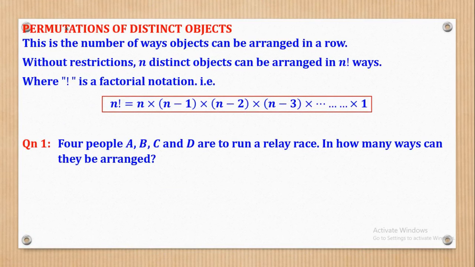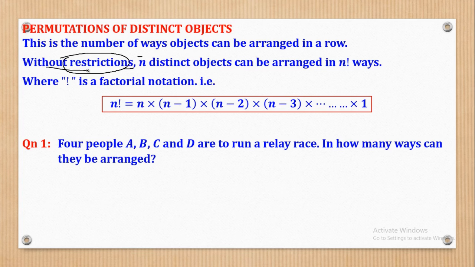Now let's start with permutations of distinct objects. Distinct means different. This is the number of ways objects can be arranged in a row. Know this word row, because there are two types of arrangement. It can be arrangement in a row or arrangement in a circle. But now we are going to first deal with row. Without restrictions, because sometimes they give you conditions to follow, as we shall see when we are going through this video.